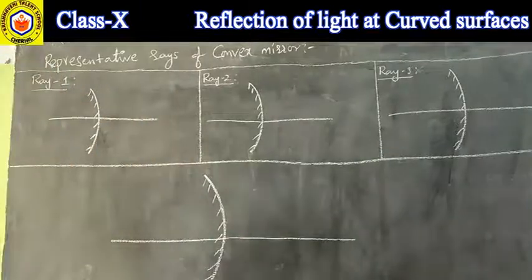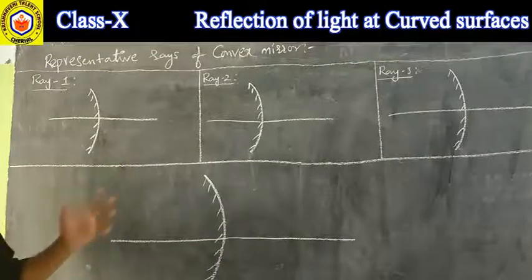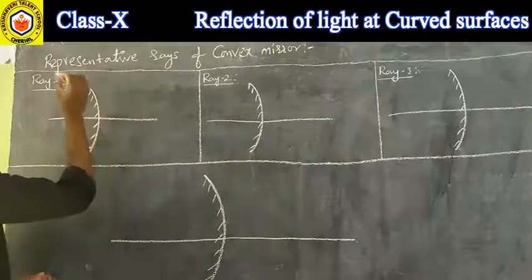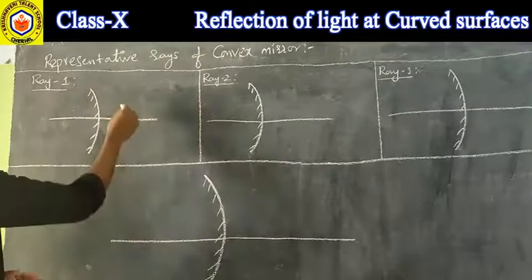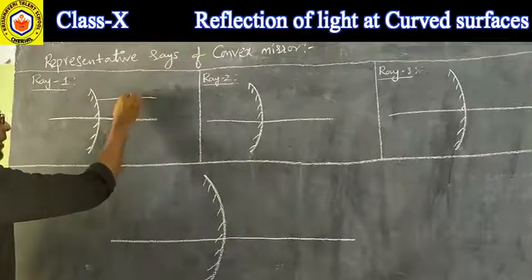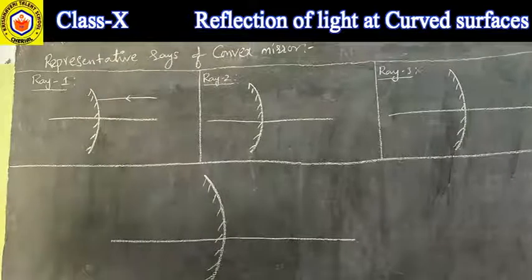First, ray 1. As we have already learned in the case of concave mirror, in convex mirror also let us take ray 1, which is the ray parallel to the principal axis. Let us take a ray which is passing parallel to the principal axis. This is the incident ray in case of this convex mirror.